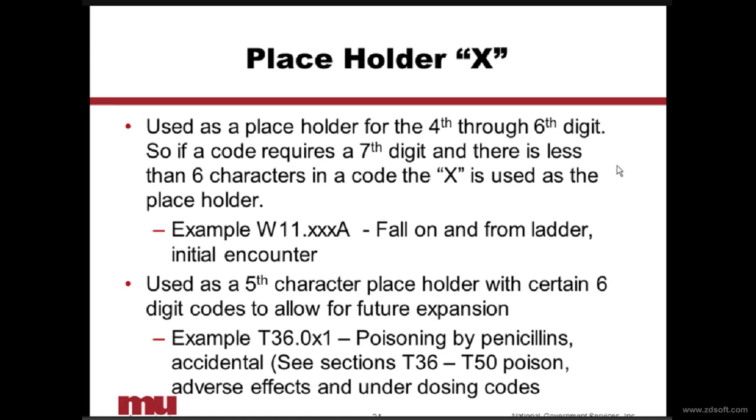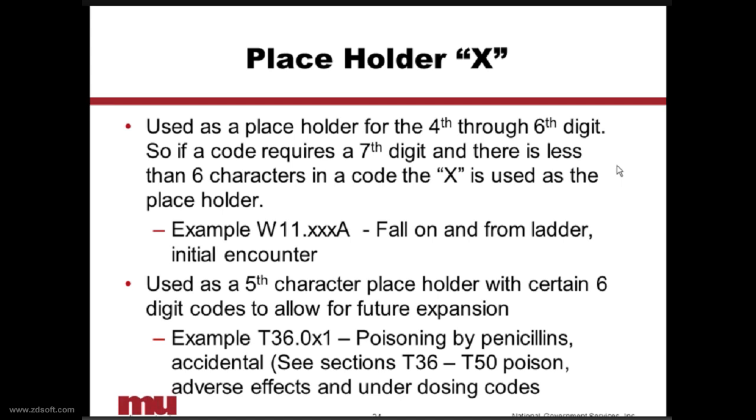So the first example is listed for you here. This code requires a 7th digit, so it's W11.XXXA. This means fall on and from a ladder. The 7th character is an A, and that indicates that this is the initial encounter. So this code did not have a 4th, 5th, or 6th digit, but it did require that 7th digit, so the X's were used as placeholders.